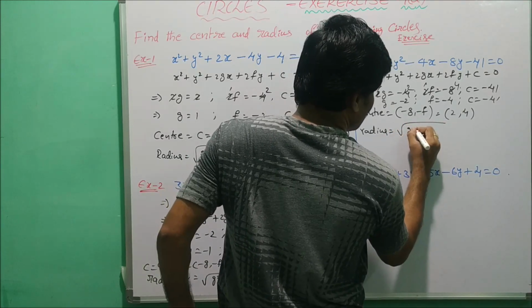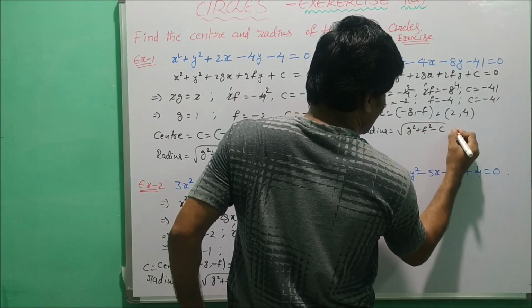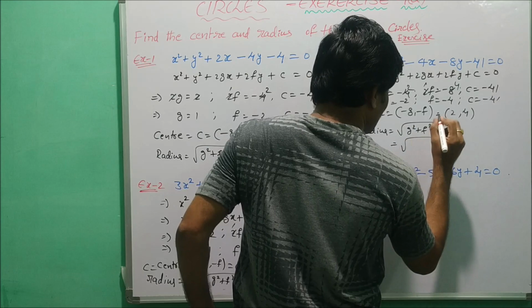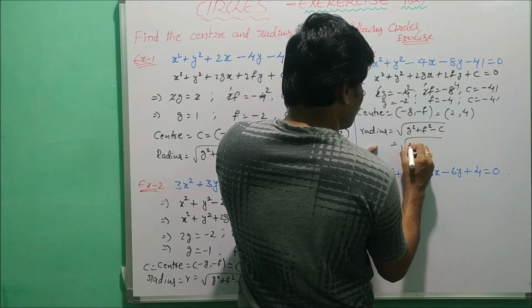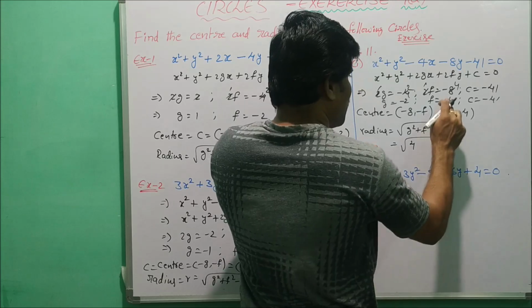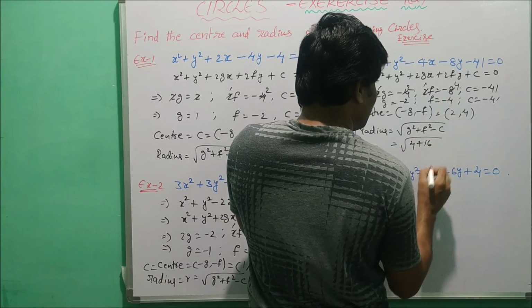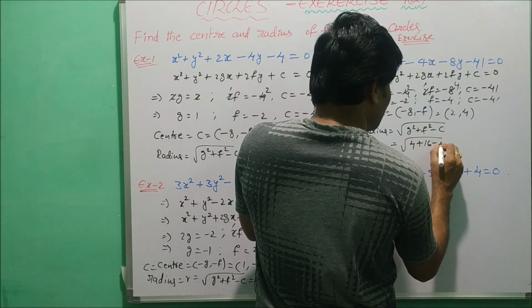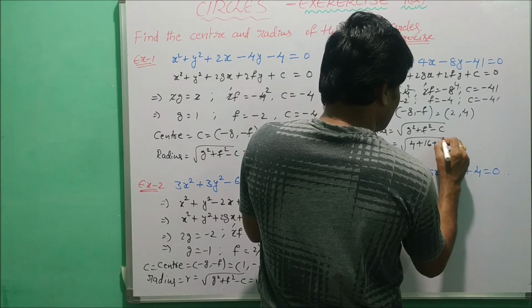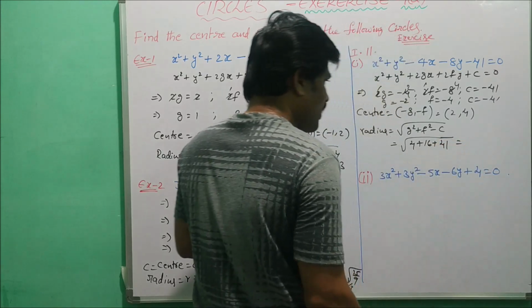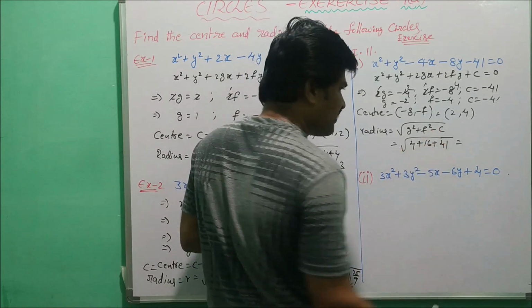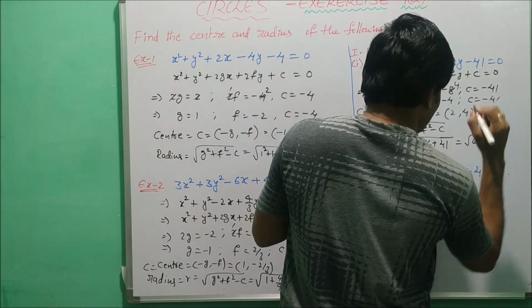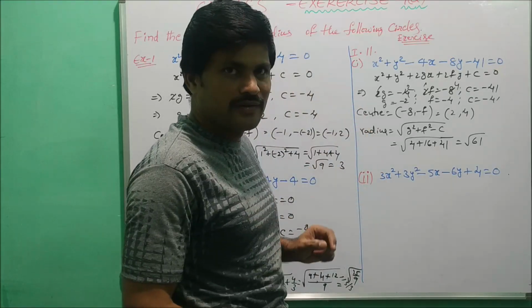And radius is square root of g square plus f square minus c. Now here it can be simplified, substitute the values of g and f. Minus 2 whole square, that is plus 4, minus 4 whole square, that is 16. Here minus 41, that means plus 41. Now we observe that 16 plus 4 is 20, 20 plus 41 is 61. So square root 61. This is the radius of the circle.